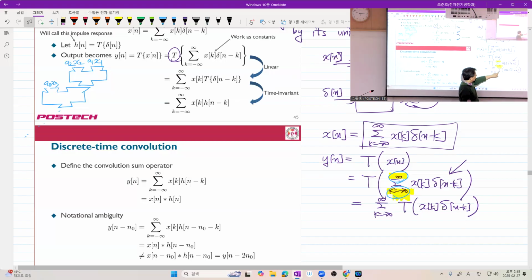See that? Be careful. This mapping rule says this is a function of time n. Okay? So this is a coefficient, a constant. So you take that out.